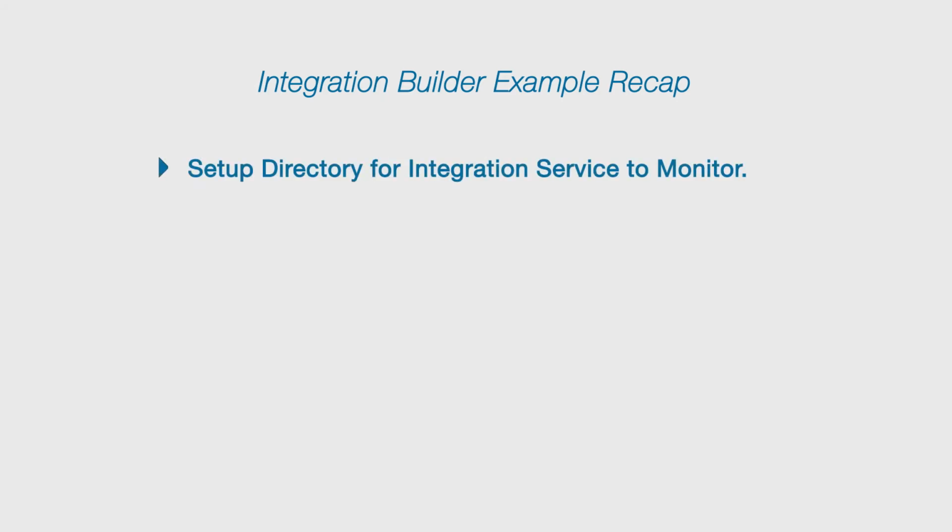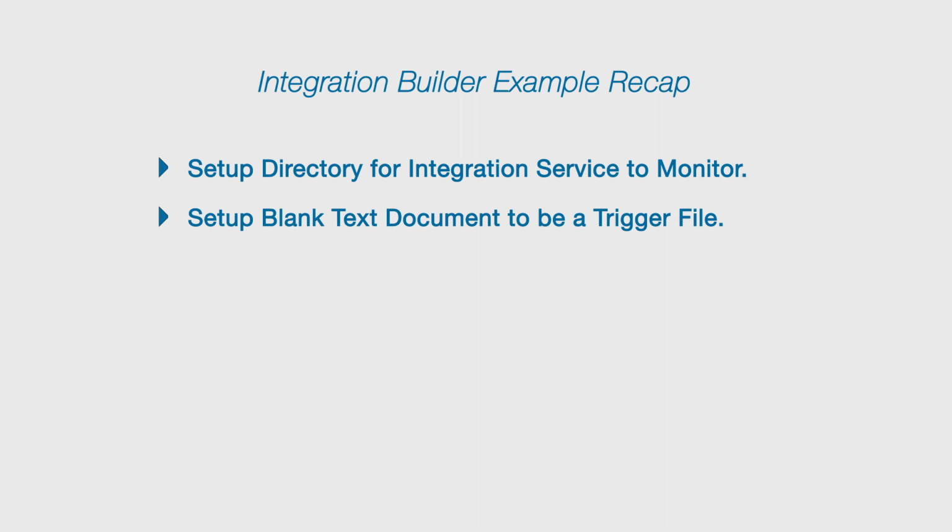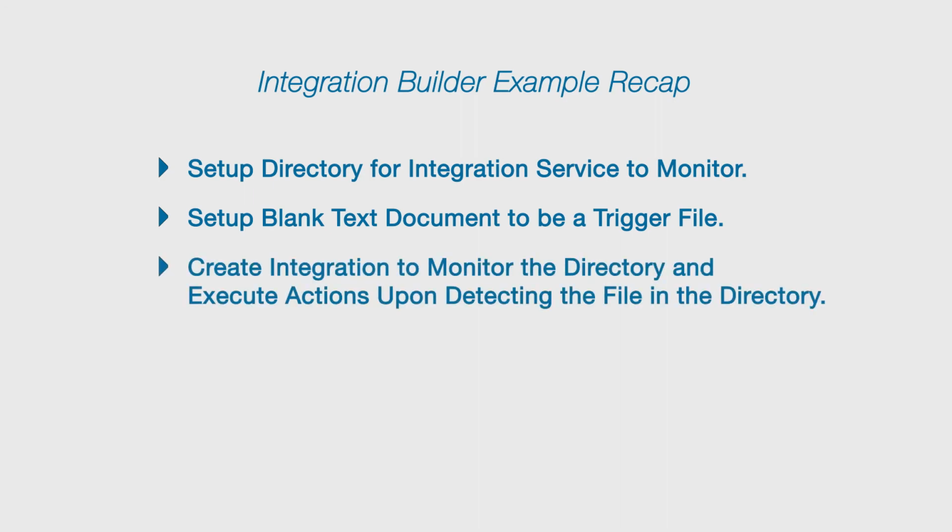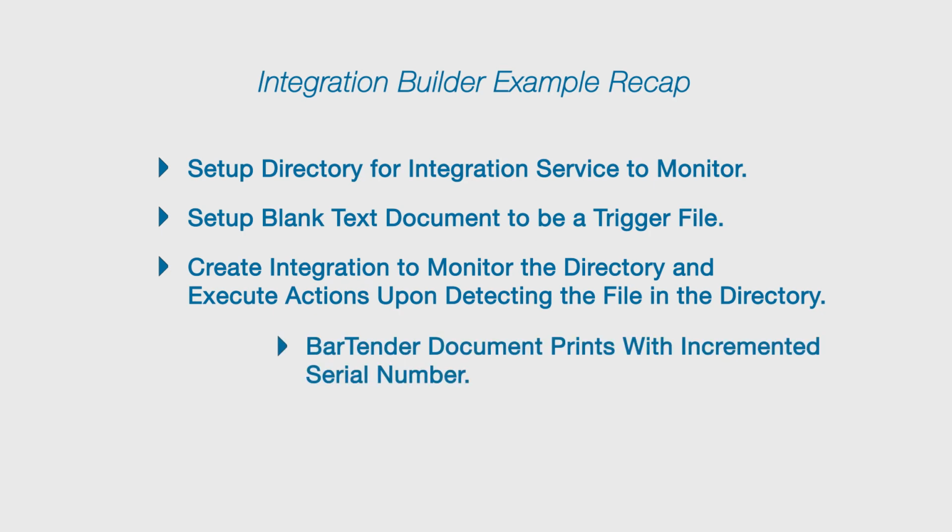To quickly recap, in this video, we set up a directory for the integration service to monitor. We also set up a blank text document to be a trigger file. We then created an integration using Integration Builder to monitor the directory and execute specific actions when it detected the trigger file in the directory. In this case, our document is printed with an incremental serial number and the trigger file is deleted.